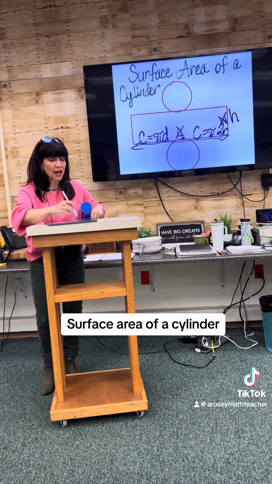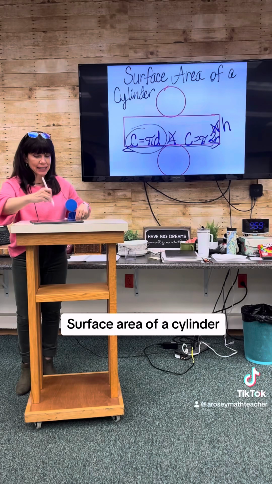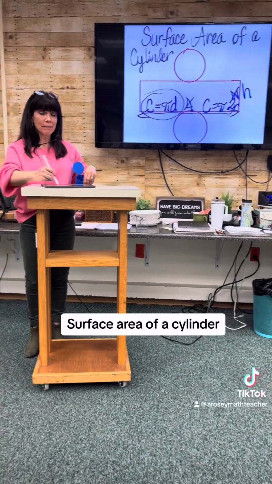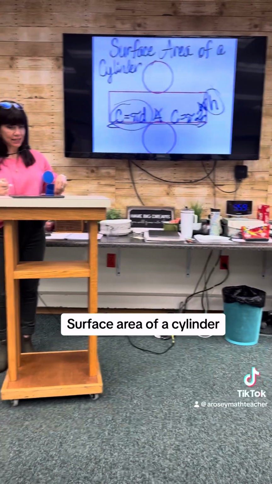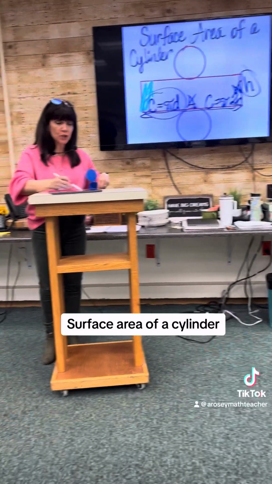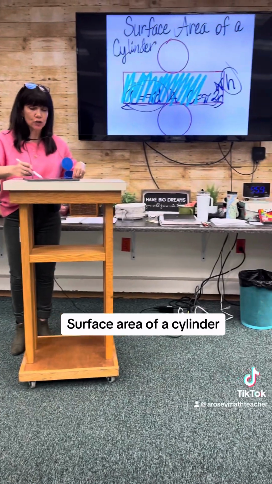So class, you will find the circumference by doing pi d or pi 2r, and then you will multiply that by what measurement? H. Height. So that you will get the area of all of this portion I am highlighting in green.